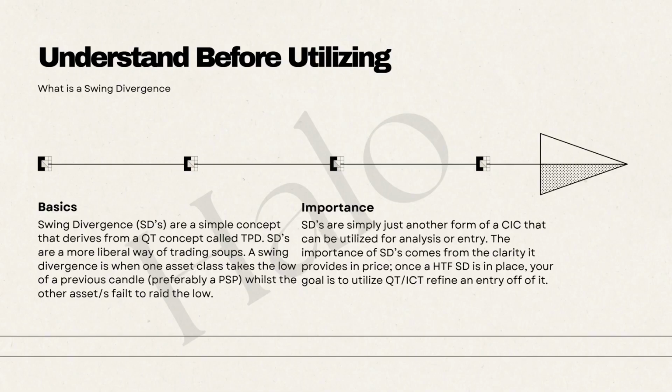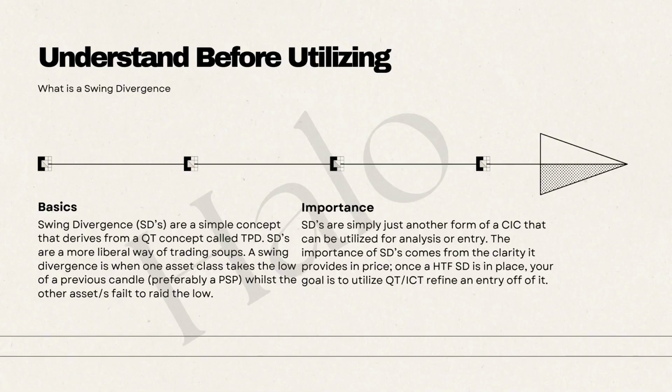So the importance of swing divergences. Swing divergences are simply another form of SMT correlation that can be utilized for analysis or entries. Now, let me explain something with this. I use swing divergences simply for analysis for any one that forms before market open. I use them for entries for any one that forms after 9:30. I really don't like entering off of swings alone.